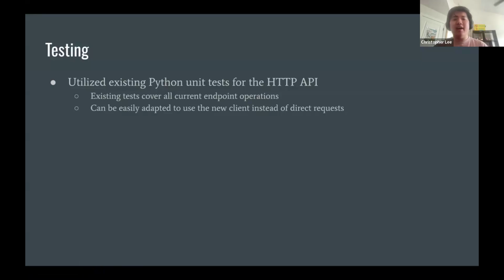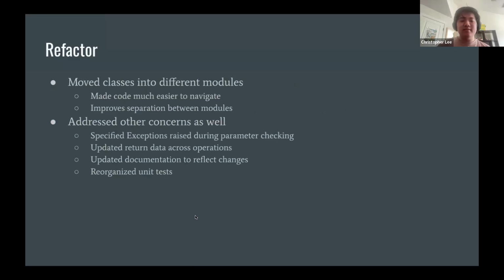And for testing, I was pretty fortunate in that the tests for the existing HTTP API were actually written using Python. So it was fairly simple to look at those tests as an example, and then to replace all the requests with calls to this wrapper, to this package. So it made it a lot easier to test things, and I was very lucky once again, especially because the tests were very extensive.